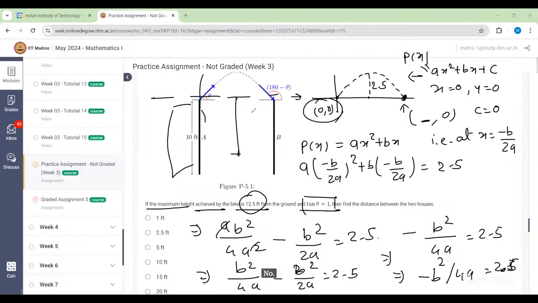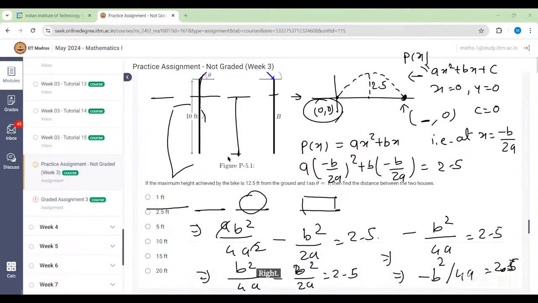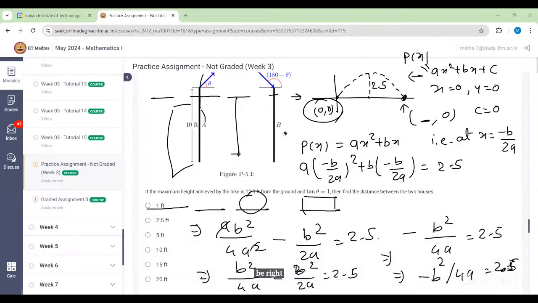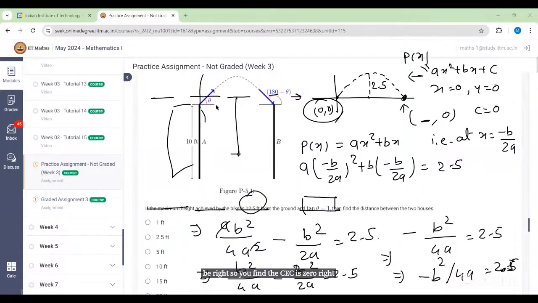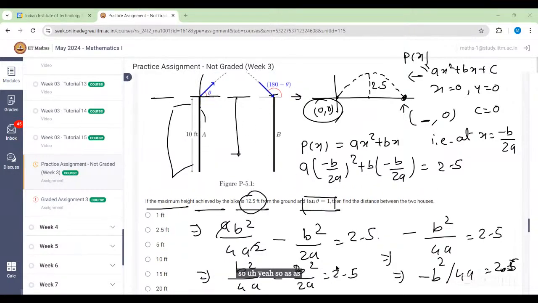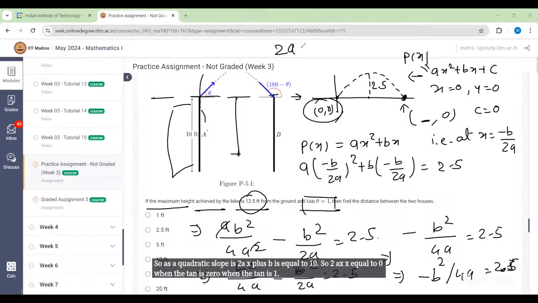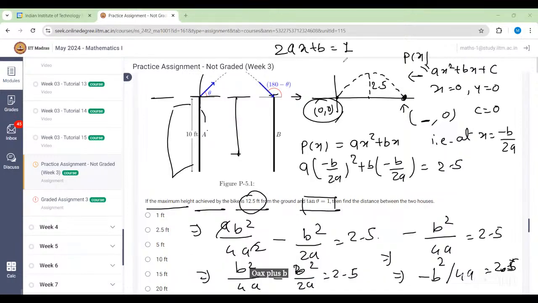Someone is suggesting I was supposed to find the b, right? So you find that c is 0. So as a quadratic, the slope is 2ax plus b is equal to tan theta. So 2ax, when tan theta is 0, x is equal to 0. When tan theta is 1, 2ax plus b is 1, x is equal to 0.